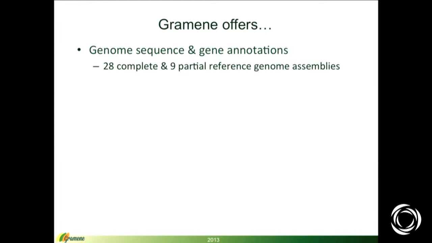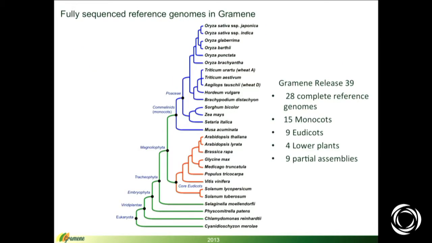For genome sequence and gene annotations, we host currently 28 complete genome assemblies, in addition to 9 partial assemblies of the wild rices. Here is a little taxonomy chart of the 28 genomes that we currently host, and those include monocots, eudicots, and lower plants, color-coded.